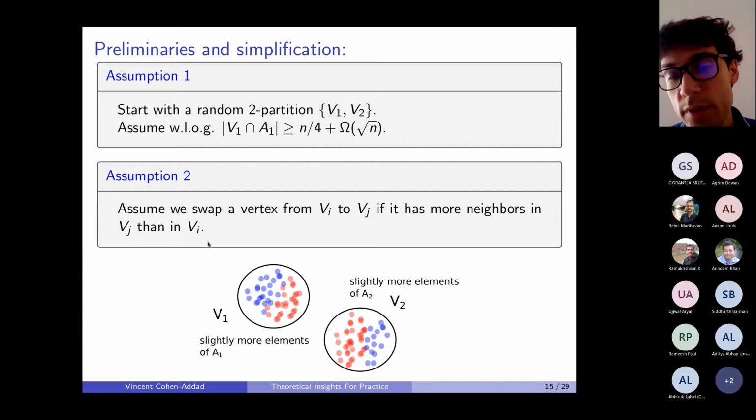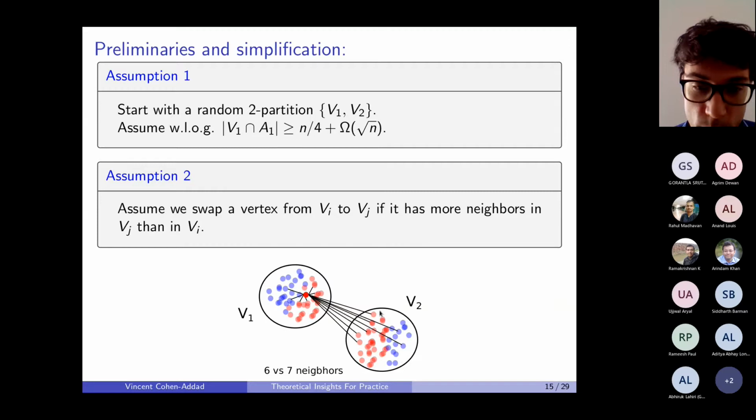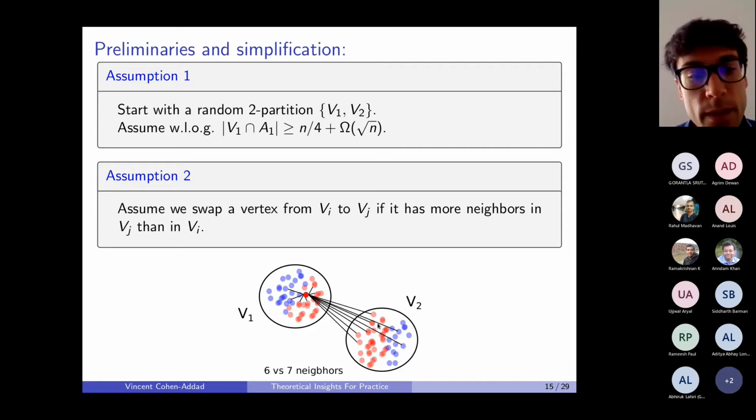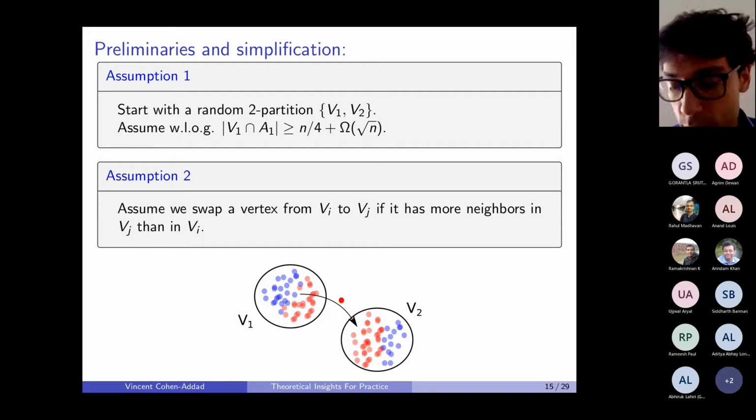So we have V1 that has slightly more elements of A1 and V2 that has slightly more elements of A2. And I'm going to say that this vertex is going to go to V2 if it has, for example, 7 neighbors here, only 6 here, and then it's going to move. Okay. And that's what the algorithm is doing. This assumption is not exactly what's happening in Louvain, because in Louvain you are maximizing modularity. But if you just replace that, saying this vertex is moving if it maximizes modularity, then the proof will go through as well.